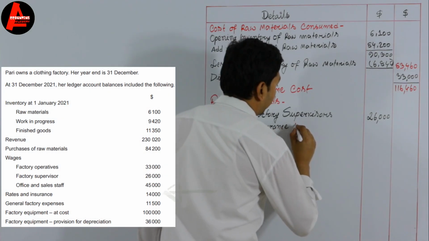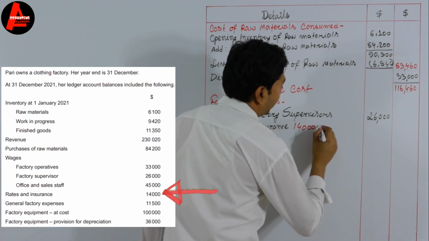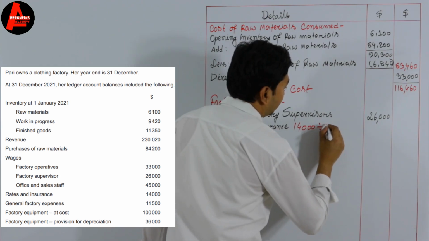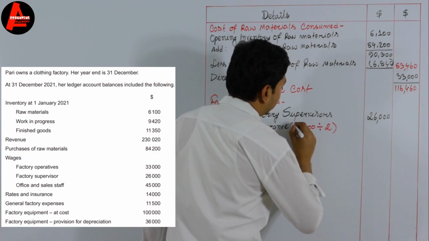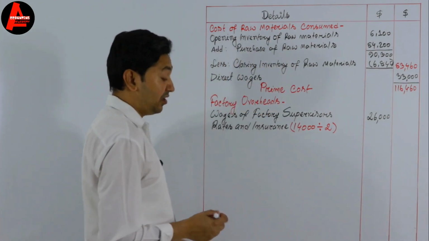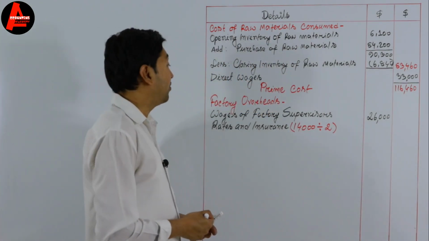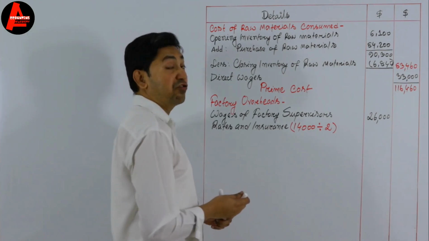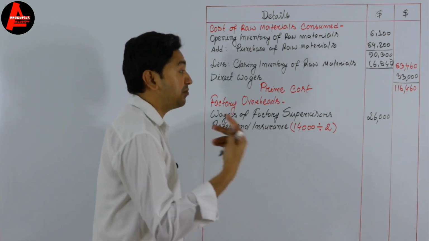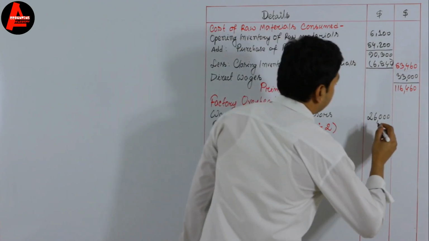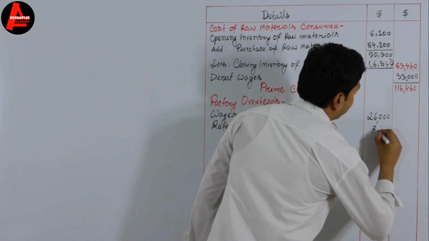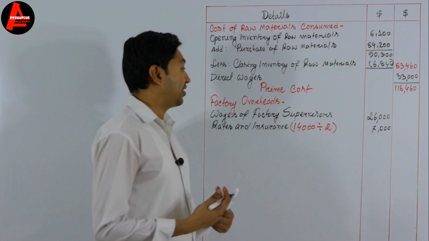Here the total amount was $14,000, so let us write here 14,000 and it will be divided by 2. How much comes? 7,000. This 7,000 will be factory overhead, and the rest 7,000 will go to the income statement. So let us write here $7,000. Okay, good. So what is our next item?